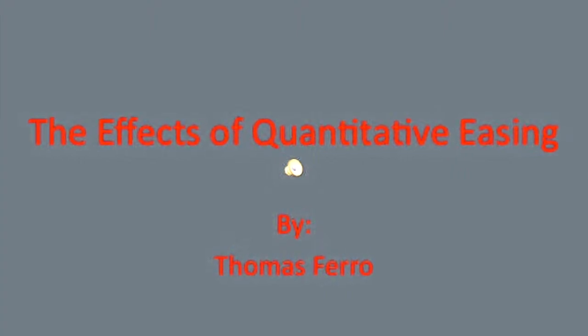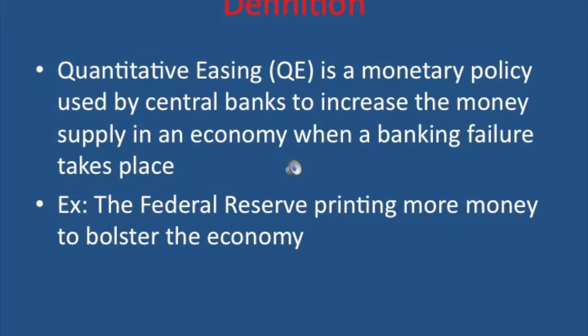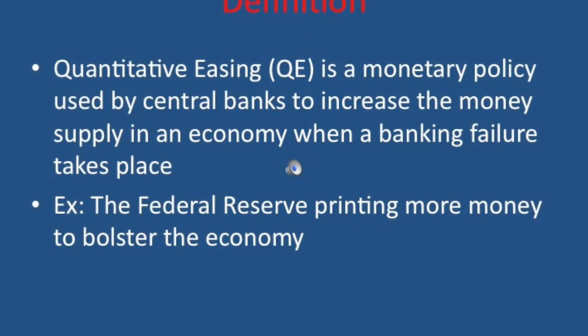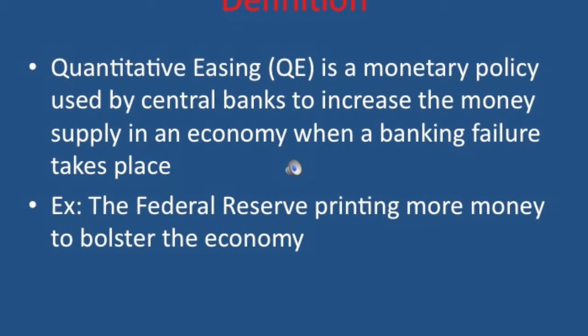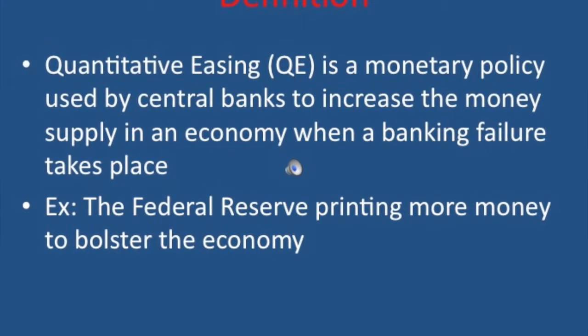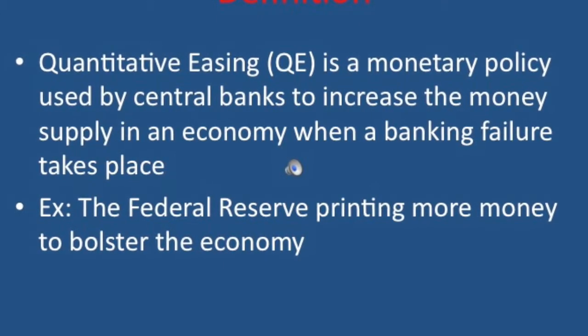Today I'm going to talk a little bit about quantitative easing and its effects on the economy. Quantitative easing is defined as a monetary policy used by central banks to increase the money supply in an economy when a banking failure takes place, such as a country would introduce this in a situation like a recession or a big economic failure.